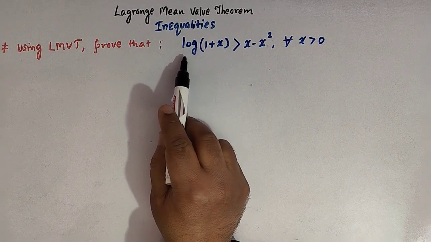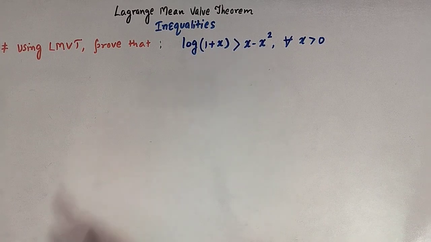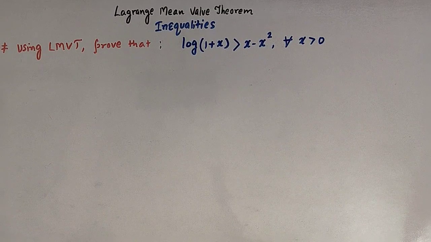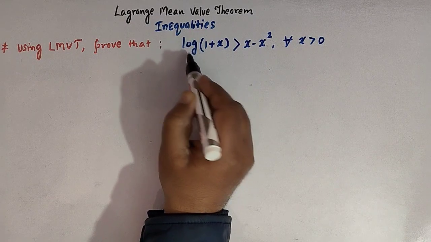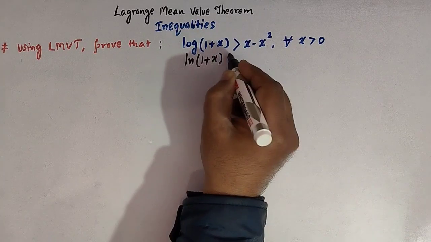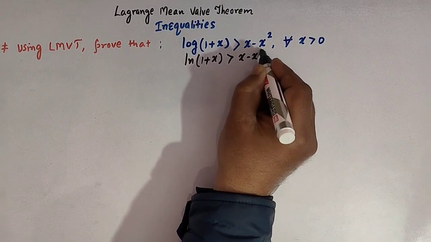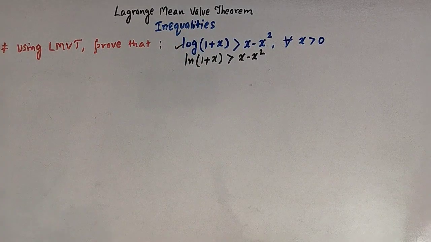We have to prove that log of 1 plus x is greater than x minus x square for all x greater than 0. Instead of log, we can also write it as ln 1 plus x greater than x minus x square. So here we'll prefer this notation. Let us start, and before moving further, let us quickly see the statement of Lagrange's mean value theorem.